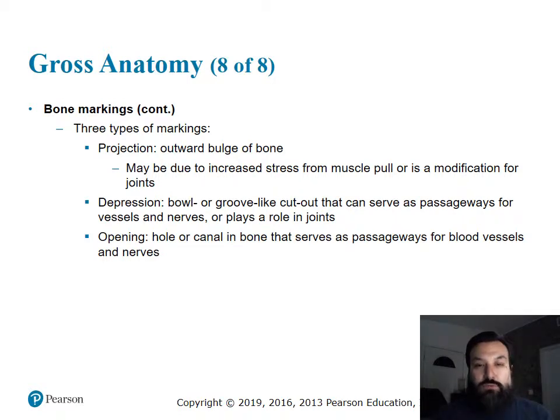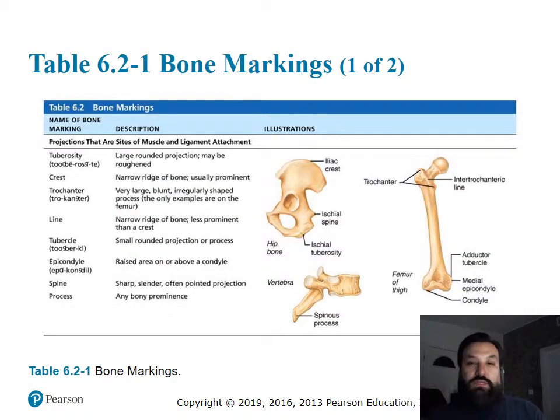A projection is a bulge in the bone, an outward projection. An extra outpouring of bone, and we call that a projection. A depression is a groove or a bowl shape, and you see that as well. And an opening of bone is like a hole in the bone, a canal of the bone, where things go through as well. So you'll see all three of these in bones as we study them in lab, for example.